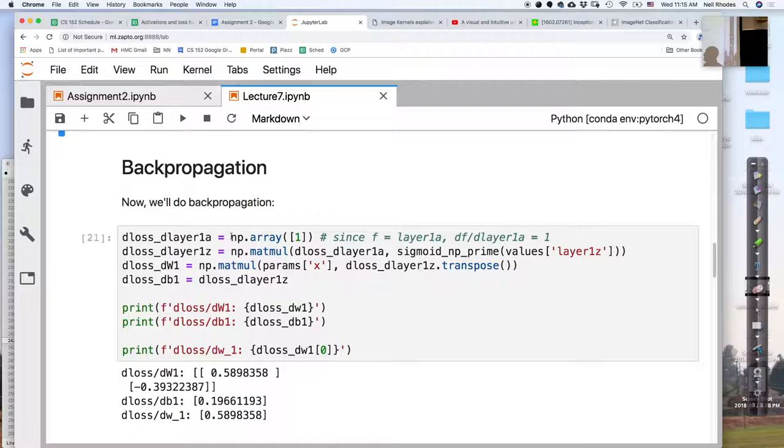Yeah, the intermediate values. So we would also use the intermediate values here. That's exactly it. So we get the same loss.